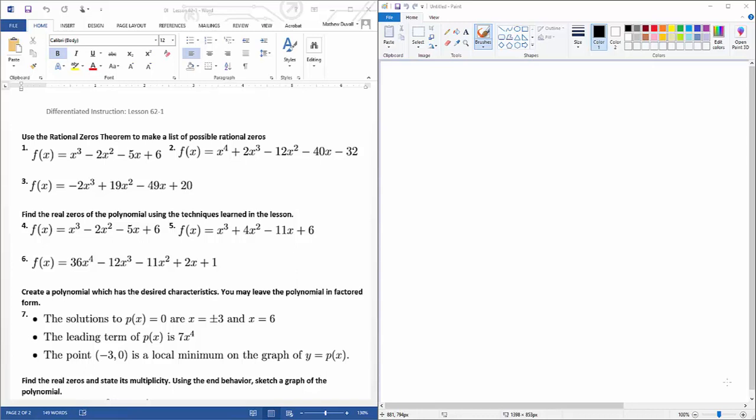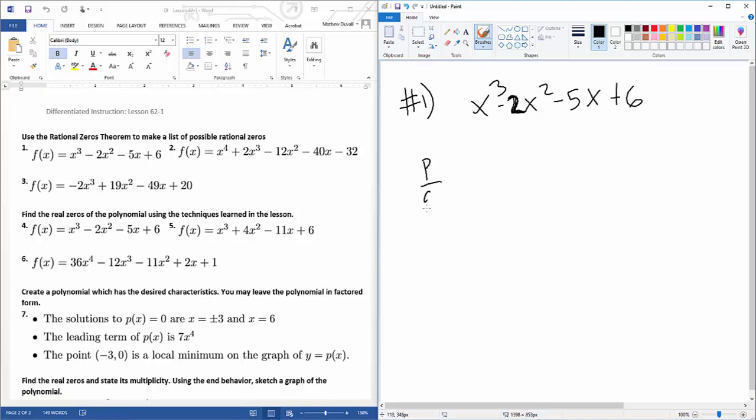All right, DI 62-1. First, it says use the rational zeros theorem to make a list of all possible rational zeros. So with our function, we need to do all the list of p's over q's. So the factors of this number are the p's. Factors of your coefficient here are your q's.